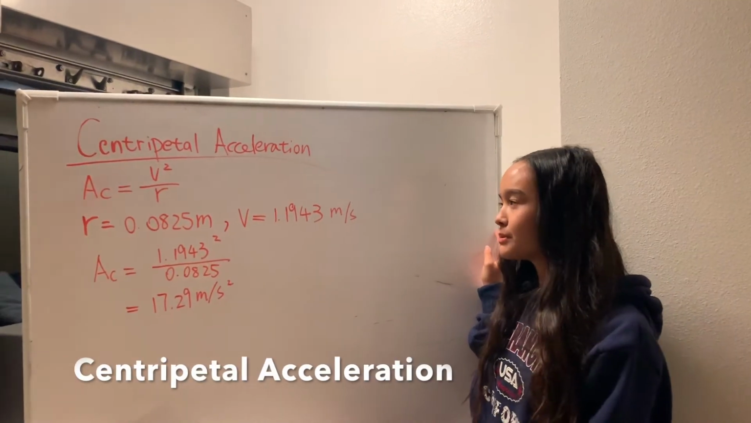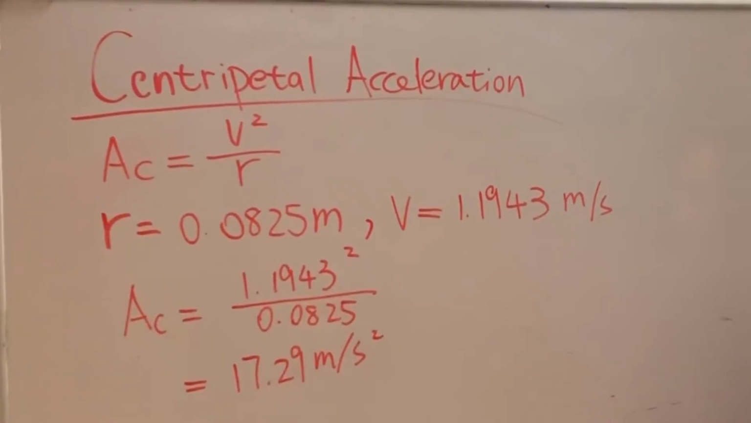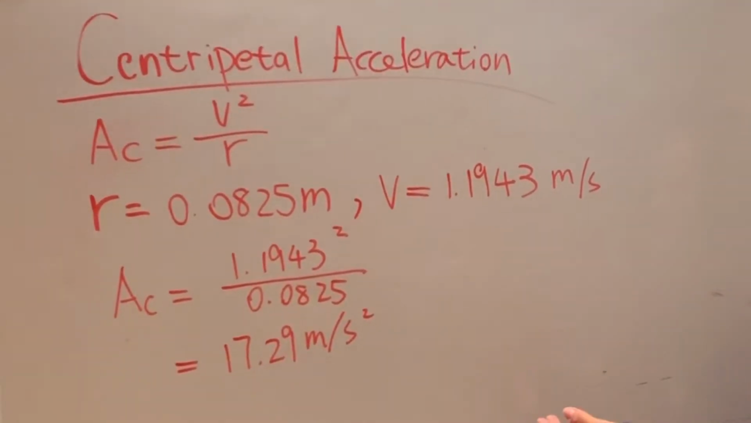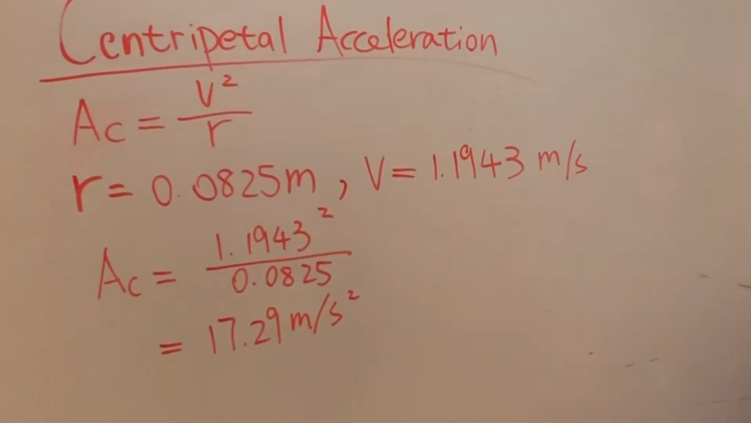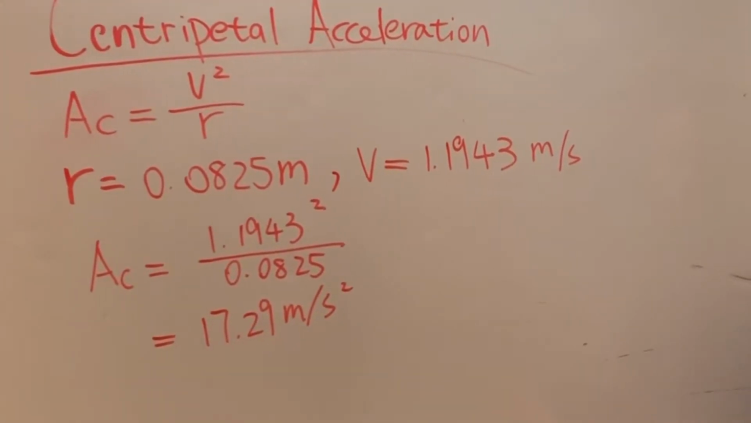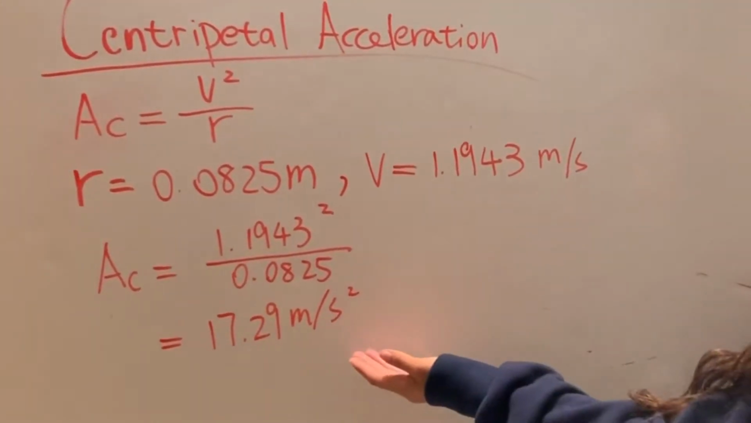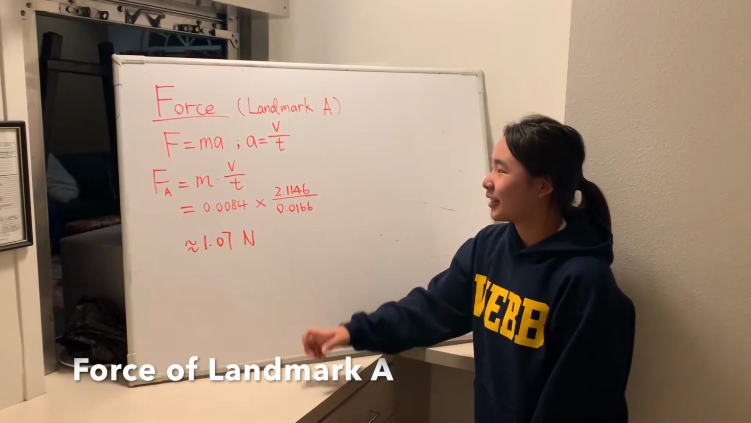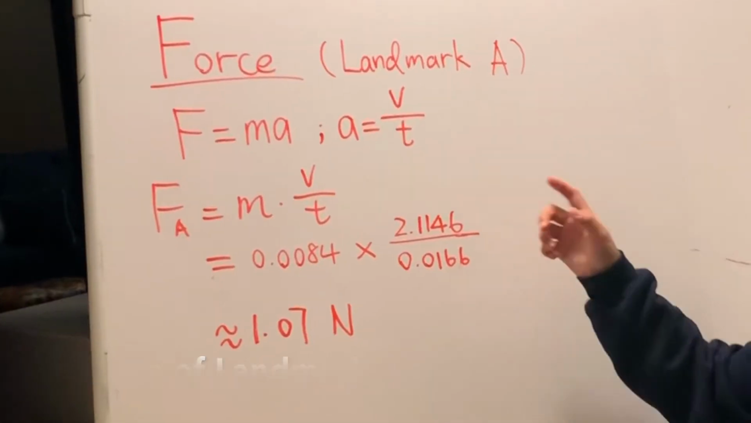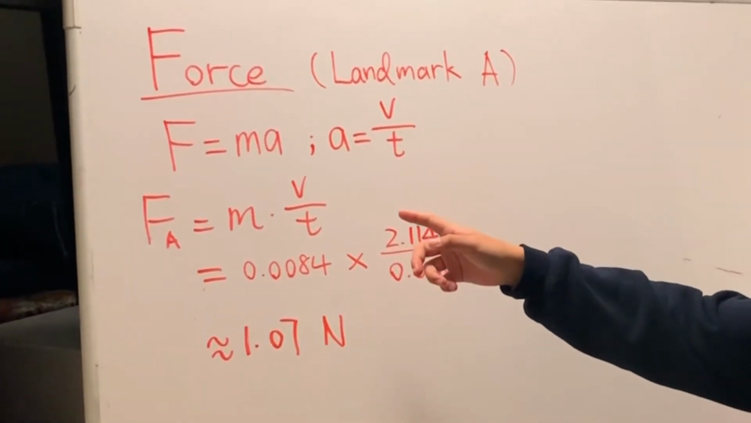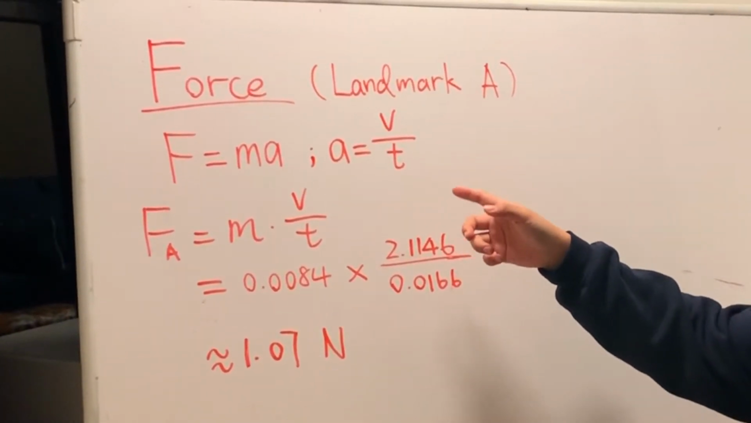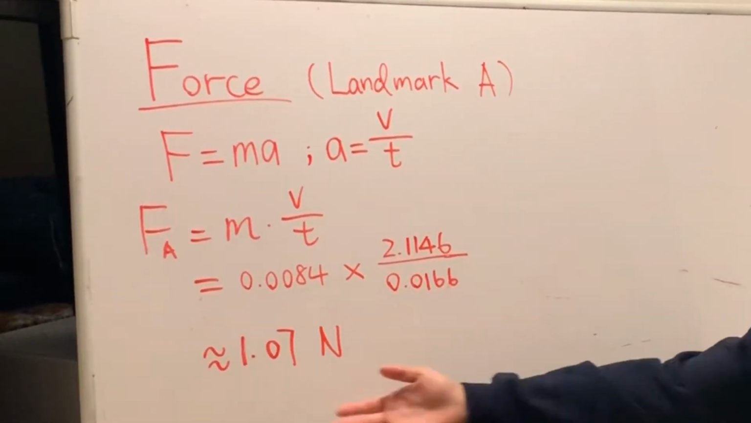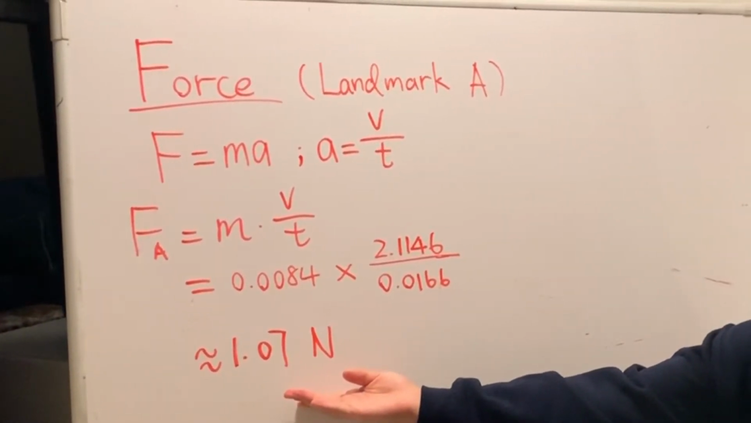Now we calculate the centripetal acceleration. So acceleration is velocity squared over radius. From the previous calculations, we know the radius is 0.0825 meters and velocity is 1.1943 meters per second. So the final calculation is 17.29 meters per second squared. First, we calculate the force for landmark A. The equation for force is force equals ma, and then the equation for acceleration is velocity over time. So we calculate the force, and we get the result of 1.07 newtons.